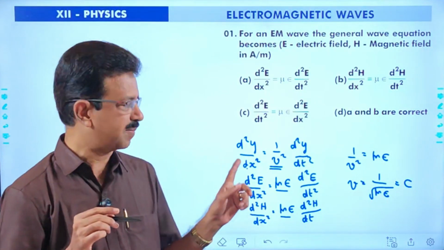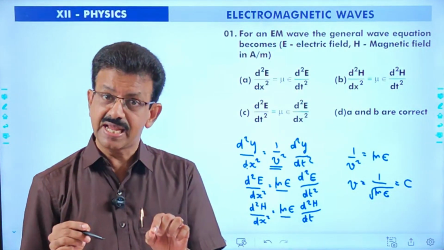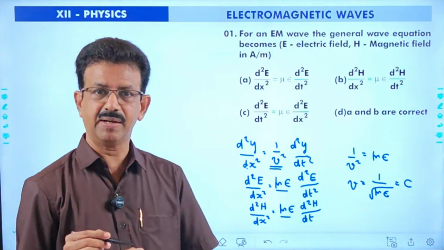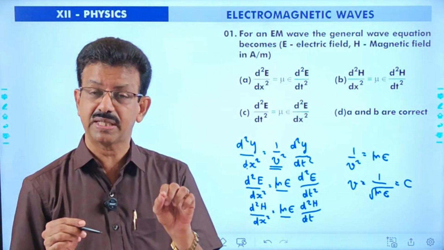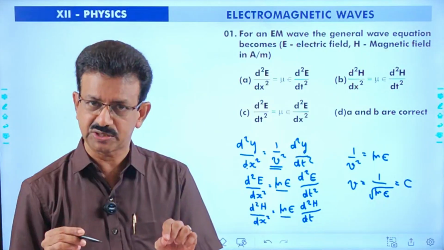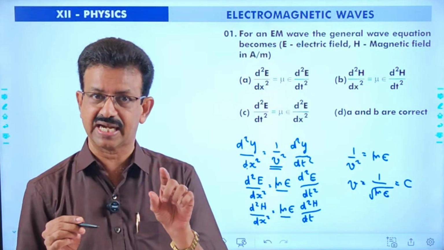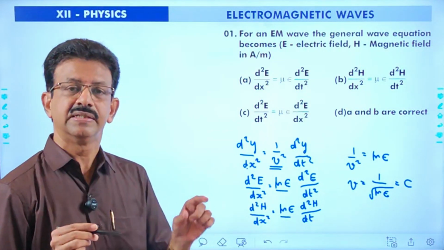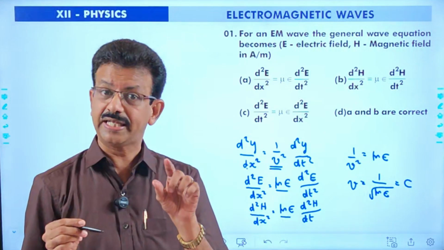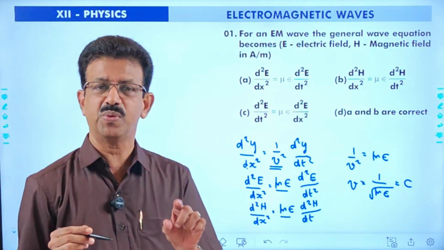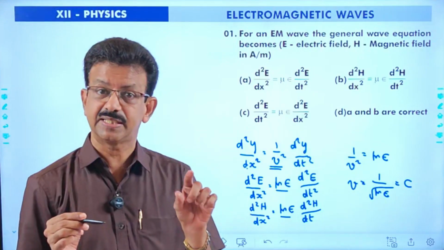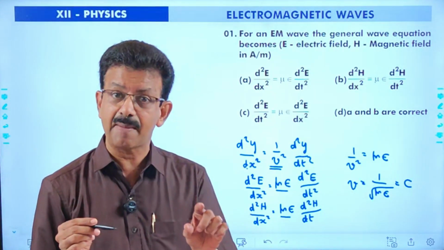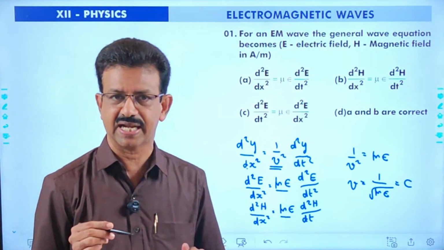Once again, I'll repeat everything. For an EM wave, the general wave equation becomes d square E by dx square equal to mu epsilon d square E by dt square, where capital E is the electric field intensity. Or d square H by dx square equal to mu epsilon d square H by dt square, where H is the magnetic field in ampere per meter, not in Tesla.